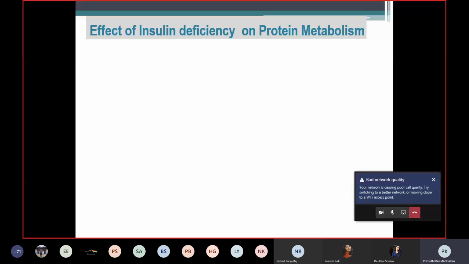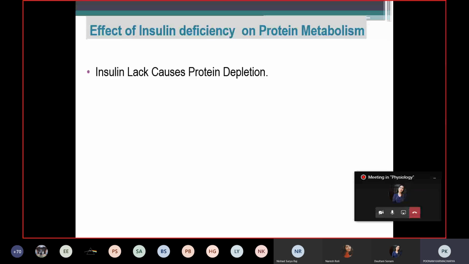Deficient, then what will happen to the protein metabolism? So you can just guess it. When there is insulin deficiency, there is protein depletion, because when insulin was present, it was trying to inhibit protein breakdown, it was trying to form new proteins, right? But in case of insulin deficiency, there will be protein depletion in the cells.